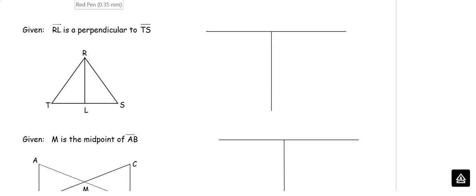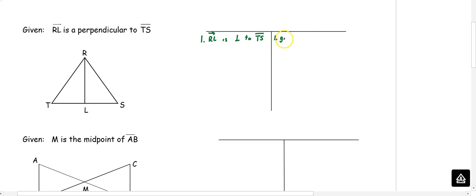Now the next couple, we're going to be given a statement, but we have to start out the proof. So ray RL is perpendicular to segment TS. So our first statement always starts with the given. So we need to write this down that RL is perpendicular to TS. Remember that our reason to start is always given. Now, we have to think about what does a perpendicular line do? Well, a perpendicular line makes right angles. So at point L, it's intersecting and forming two right angles. So we can say in our next statement that RLT and RLS are right angles, or we can even number the angles, and we can say angle 1 and angle 2 are right angles.